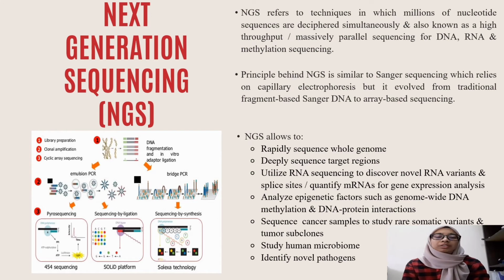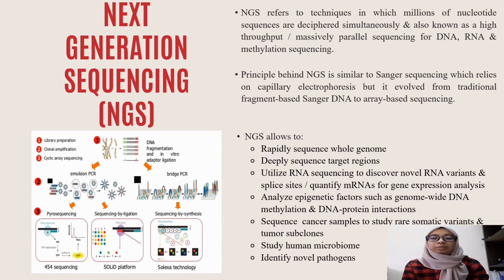So I will continue with the improvement that can be made by Lablink, which is next generation sequencing. NGS refers to a technique in which millions of nucleotide sequences are sequenced simultaneously, also known as high throughput or massively parallel sequencing for DNA, RNA, and methylation sequencing. The principle behind NGS is similar to Sanger sequencing, which relies on capillary electrophoresis, but it evolved from traditional fragment-based Sanger DNA sequencing to array-based sequencing.